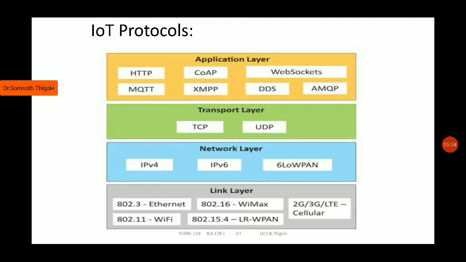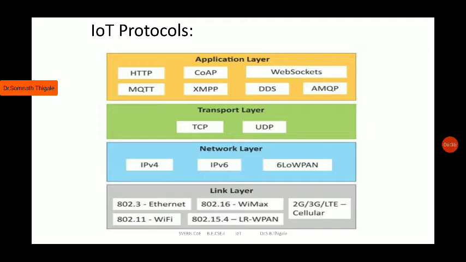Now let's see each layer. In the link layer, we have different protocols, not limited to these, and a continuous evolution is going on. Ethernet, Wi-Fi, WiMAX, then LR-WPAN, low rate wireless personal area network, then second generation, third generation, long term evolution, that is 4G, now 6G, 7G, like that, the cellular parts. All this comes as part of your link layer. Next protocol, IoT.